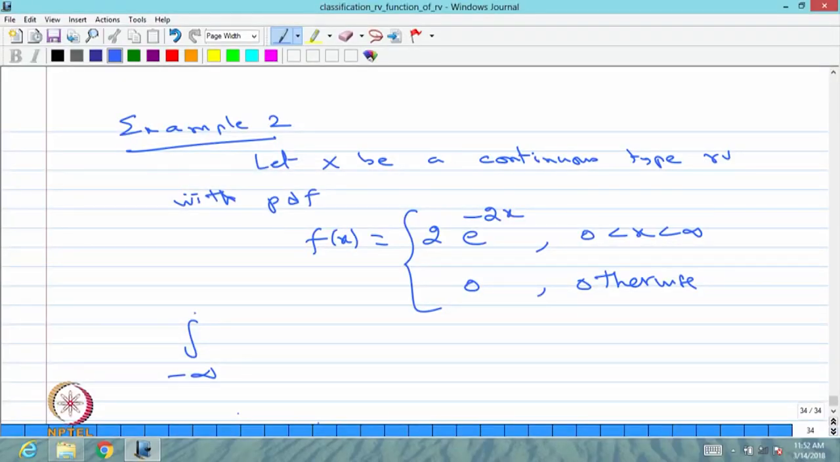You can directly compute if that is going to be a finite quantity, then that is the same as the expectation. Let us compute the integral from minus infinity to infinity of absolute value of x times f of x dx. Since f of x is 0 for negative x, this is the same as the integral from 0 to infinity of x times f of x, which is 2 times e power minus 2x dx. If you do the simple calculation, you will come to the answer 1 divided by 2.